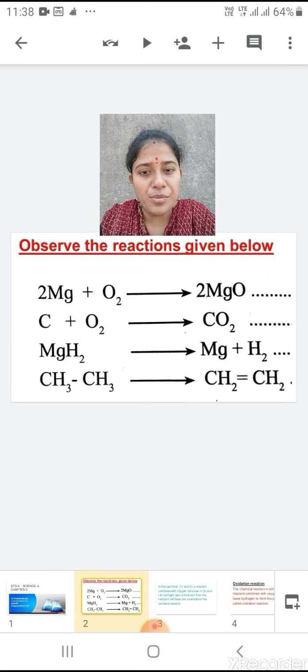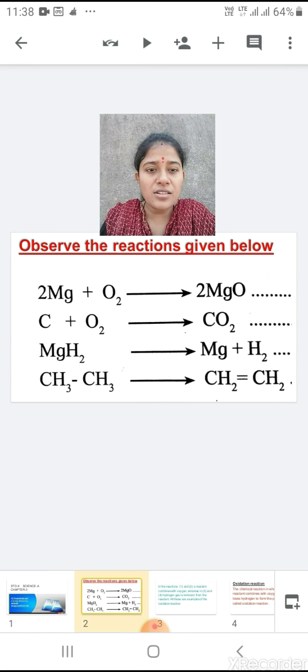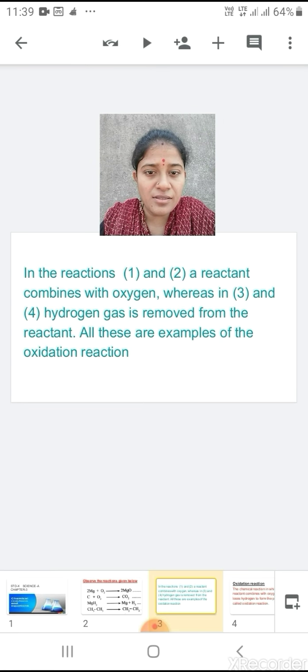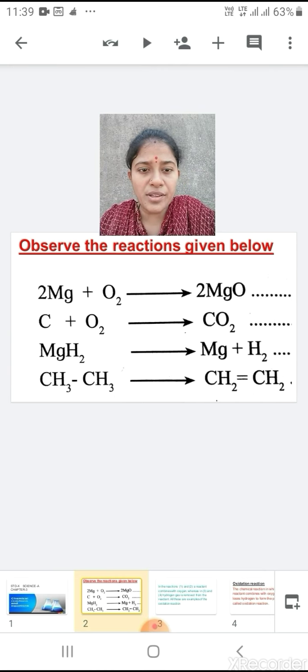Now if you have observed, in the first and second reaction, a reactant combines with oxygen. Yes, see here, in the first and second reaction, the oxygen gets combined to the reactant, whereas in the third and fourth, hydrogen gas is removed from the reactant. See once again, in the third one, from MgH2 hydrogen is separated. And in the fourth one also, a single bond is getting converted into a double bond. We are going to study about it in detail in a later chapter. So here also hydrogen is removed, okay.